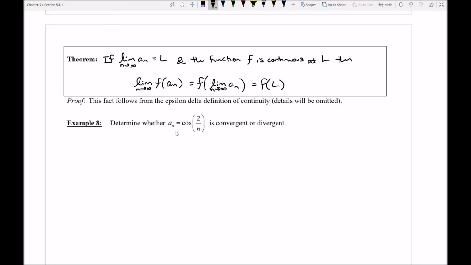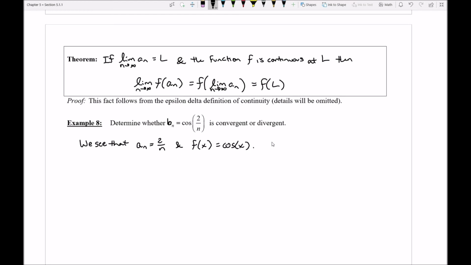Now to kind of see how this works, take a look down here. We see that we have a function that is like a cosine with another thing plugged into it. For the sake of simplicity, let me go ahead and relabel this sequence as b sub n. Okay, I want to find if b sub n is convergent or divergent. Well, using what I know about the theorem up above, I can say that my a sub n would be 2 over n, and f, or in this case I'll say f of x, is equal to the cosine of x. Right? That's what I have.